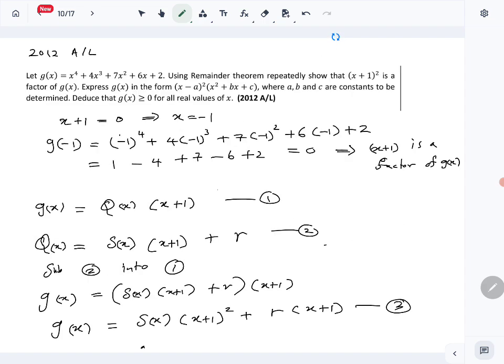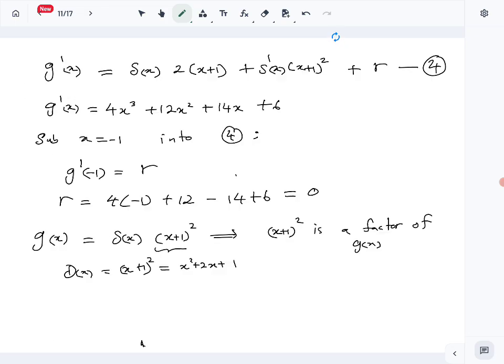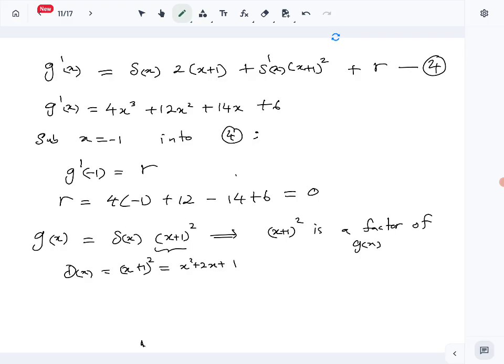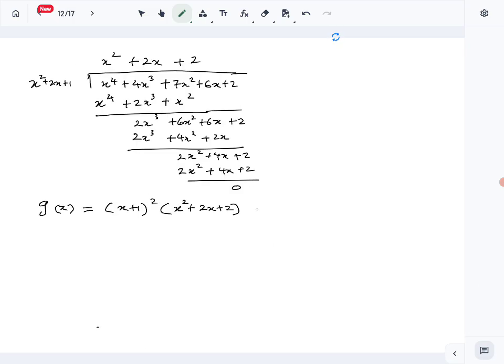So a is what? a is plus 1. No, a is minus 1. According to this, we want to write it in what form? (x minus a) squared times (x squared plus bx plus c). Right. So in that form, it's just going to be (x minus minus 1) squared times (x squared plus 2x plus 2). So a is minus 1, b is 2, c is 2. Right.